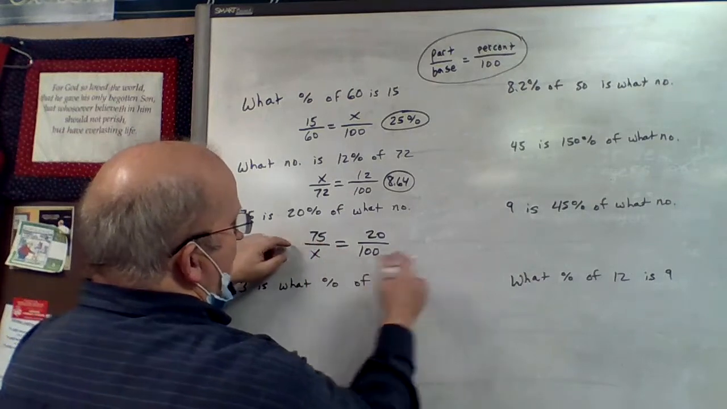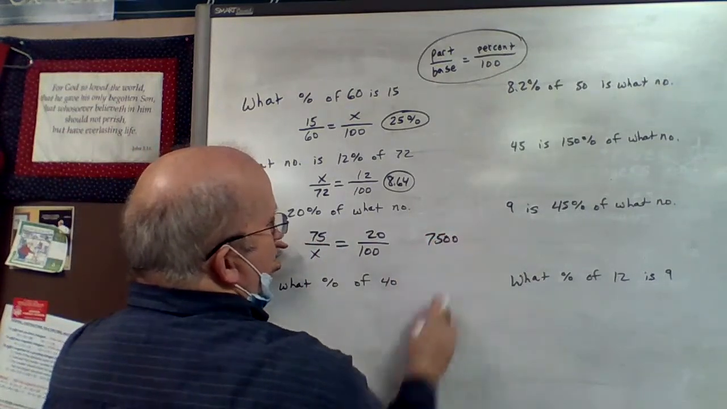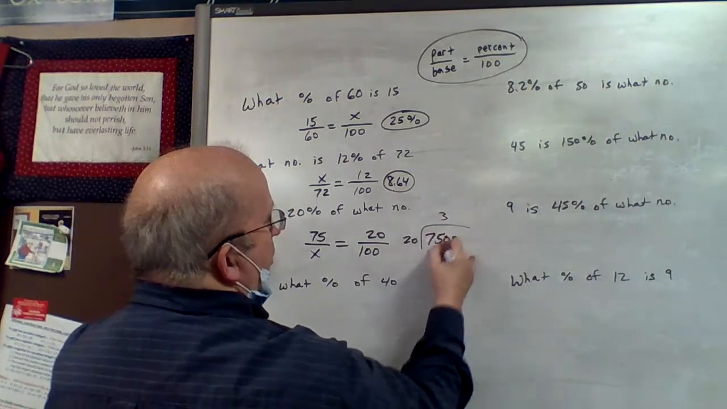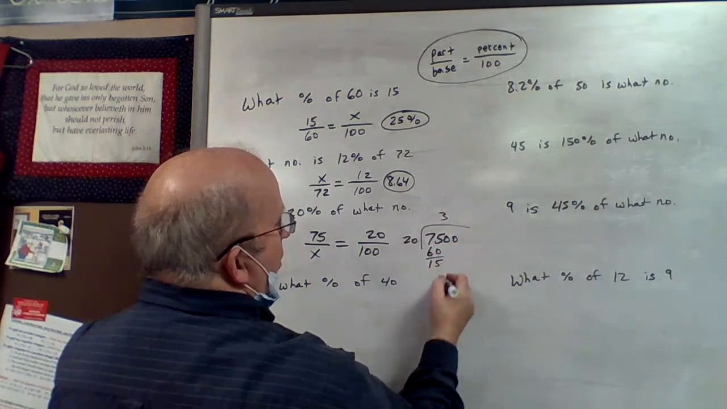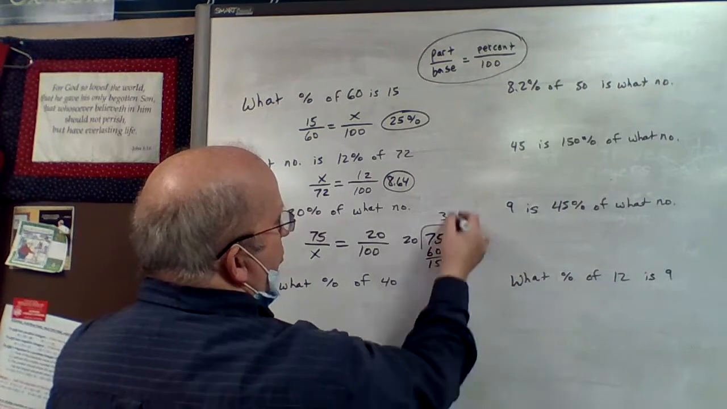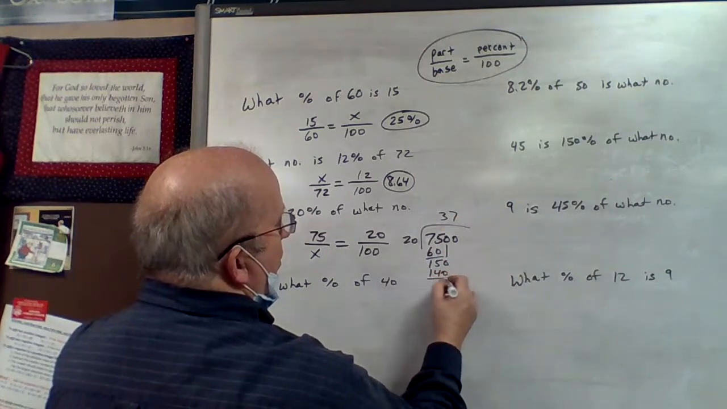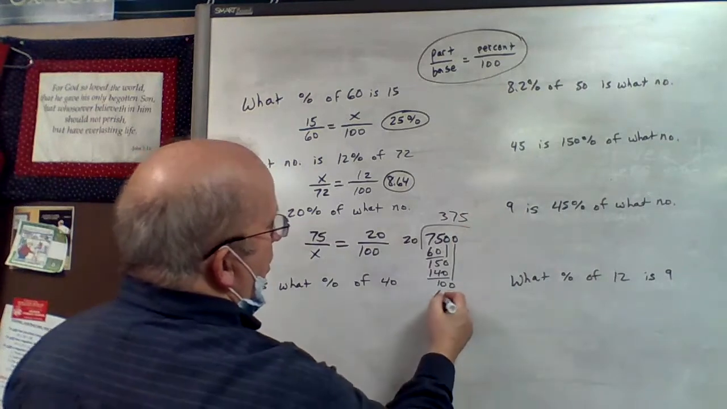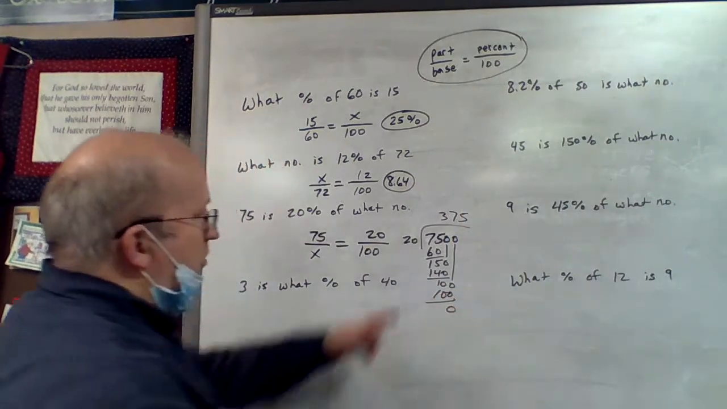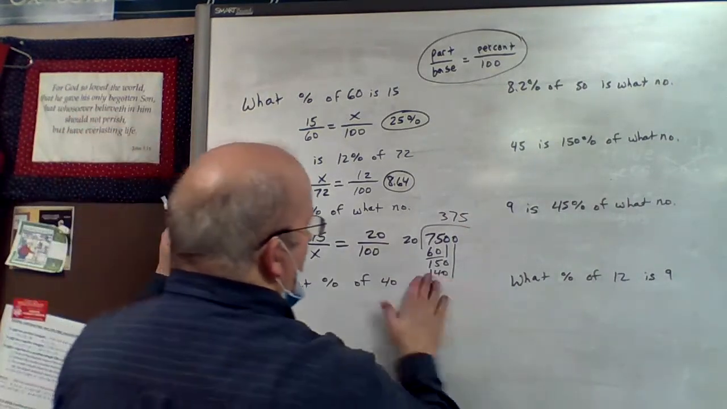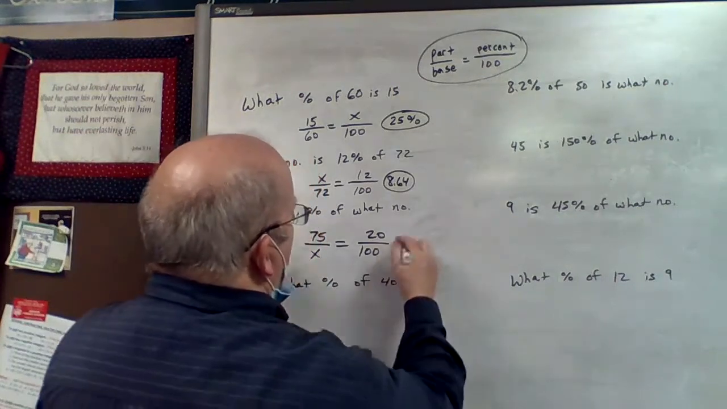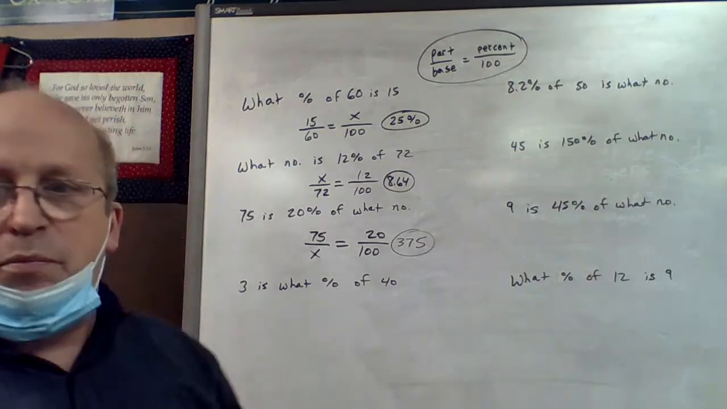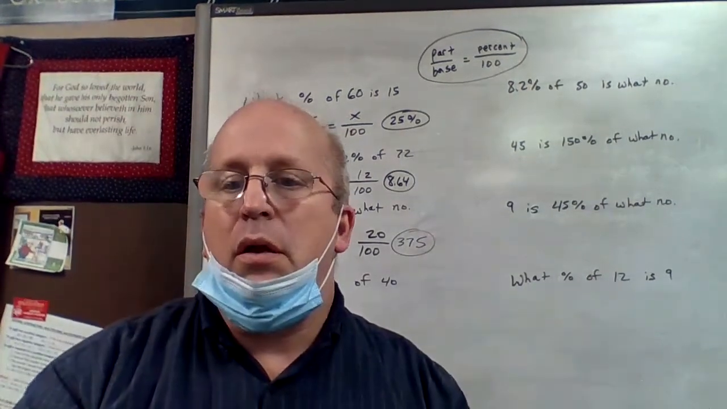I know that 75 times 100 is 7,500. I'm going to divide that by 20. What do I get? I get a 3 for a 60. Bring down a 0. 7 goes into that. Bring down another 0. 5 goes into that. Guess what? I'm done. The answer is 375. So I'm going to write my answer here. Circle it. And let's go on to this problem. But I'm going to pause temporarily.